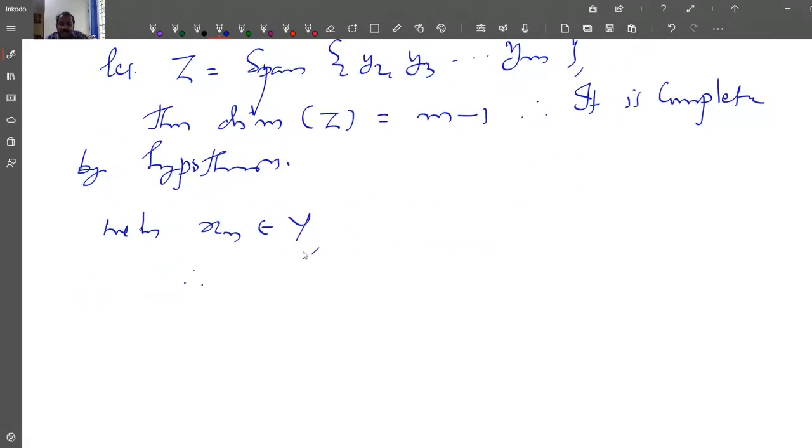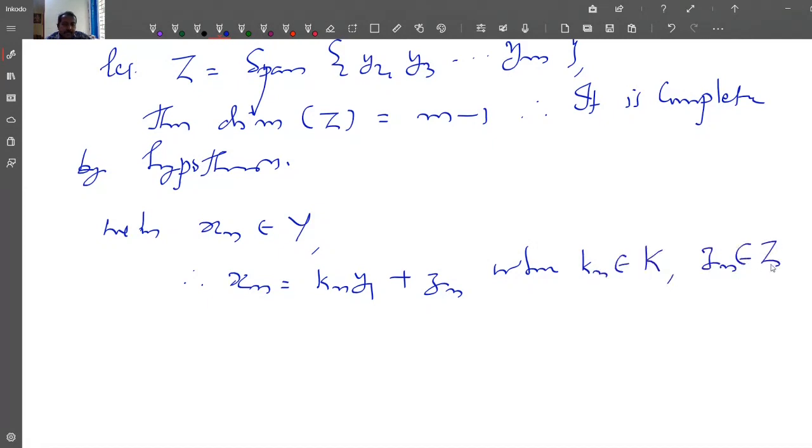We have x_n belongs to Y since it is an element in the Cauchy sequence and Y is spanned by y1, y2, etc., ym. Therefore x_n is spanned by y1 and an element in Z, because Z is spanned by y2, y3, etc., ym. So we can say that x_n is equal to k_n times y1 plus some z_n, where k_n belongs to K, z_n belongs to Z.